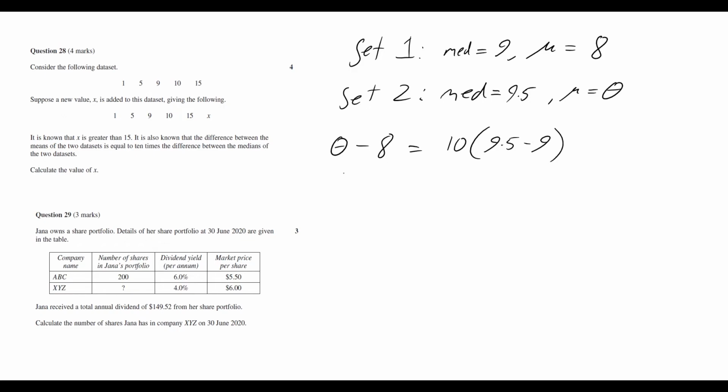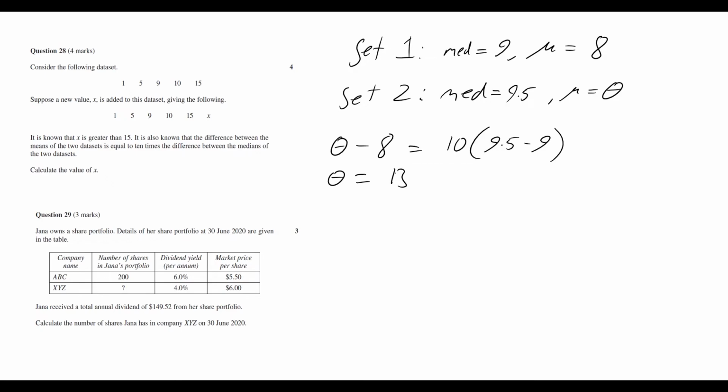And so we can work this out pretty easily, as theta equals, so 9.5 minus 9 is 0.5, times by 10 is 5. Then we'll add that 8 across to the other side, so it becomes 5 plus 8. So theta equals 13. So that's the average of the data set from our new data set with x being added.